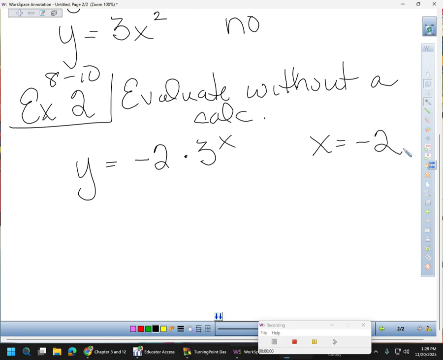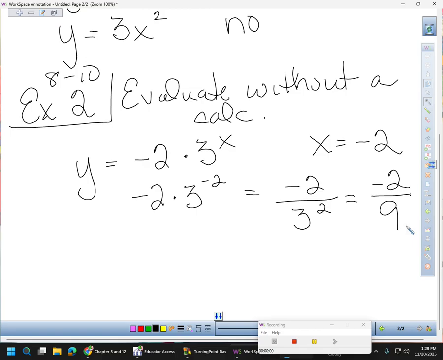So this means I'm going to plug -2 in for my exponent, right? So I have -2 times 3 to the -2. A negative exponent does what? Moves to the bottom, exactly. So that means I have -2, and it's going to move this 3 to the bottom, and my exponent becomes positive. One last thing to simplify, I can change that 3 squared into what? 9. Perfect.